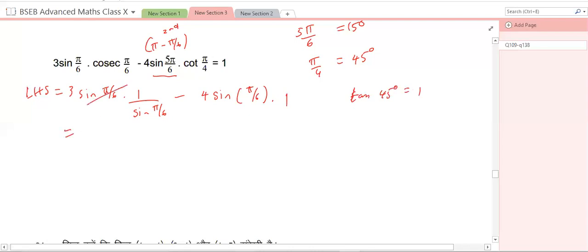Since tan of 45 degrees is equal to 1, cot of 45 degrees is also 1. So you see this and this cancelling out. We have 3 minus 4 sine of pi by 6, which is sine of 30, which is half, which is 3 minus 2, which is equal to 1. Hence, it is equal to the right hand side. So it is proved.